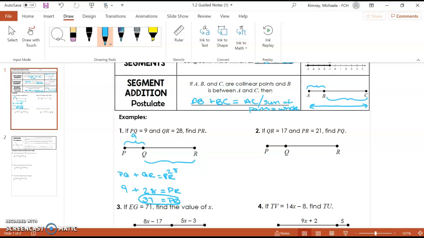Okay? So now I'm going to go ahead and pause the video, and I want you to try number 2 on your own. Think about what you already have, create an equation, and then solve for PQ.